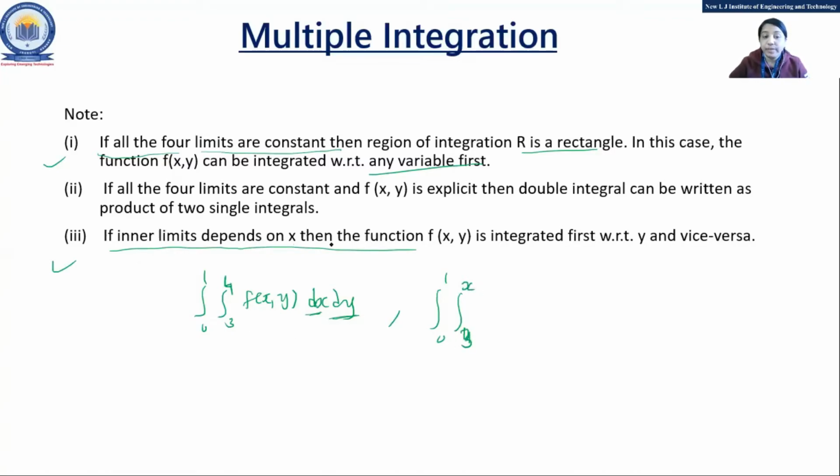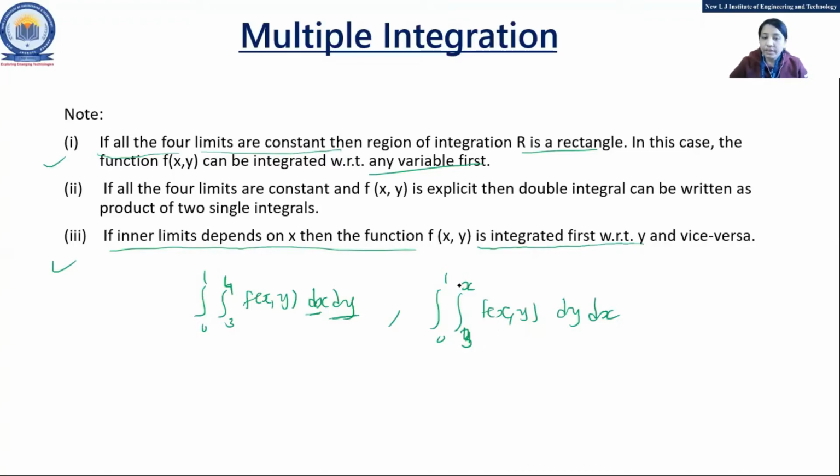If the inner limit depends upon x, for a function f(x,y), then that will be integrated first with respect to what? y, and then with respect to x. Or vice versa. If your inner limit depends upon y, then you have to integrate first with respect to x and then y. That is always the case.